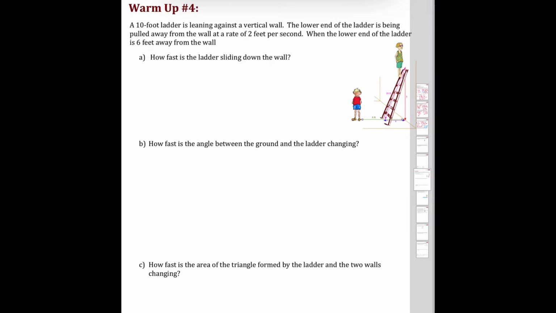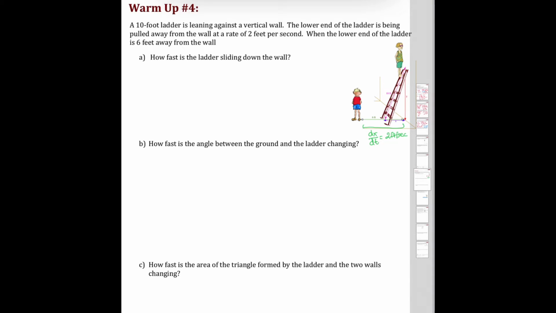The warm-up says, a 10-foot ladder is leaning against a vertical wall. So our ladder is 10 feet, which is already marked in the picture. The lower end of the ladder is being pulled away from the wall at a rate of 2 feet per second. So my dx dt is 2 feet per second, and it's going to be positive because when it's being pulled, do we agree that the horizontal distance is going to be increasing? So it's 2 feet per second.